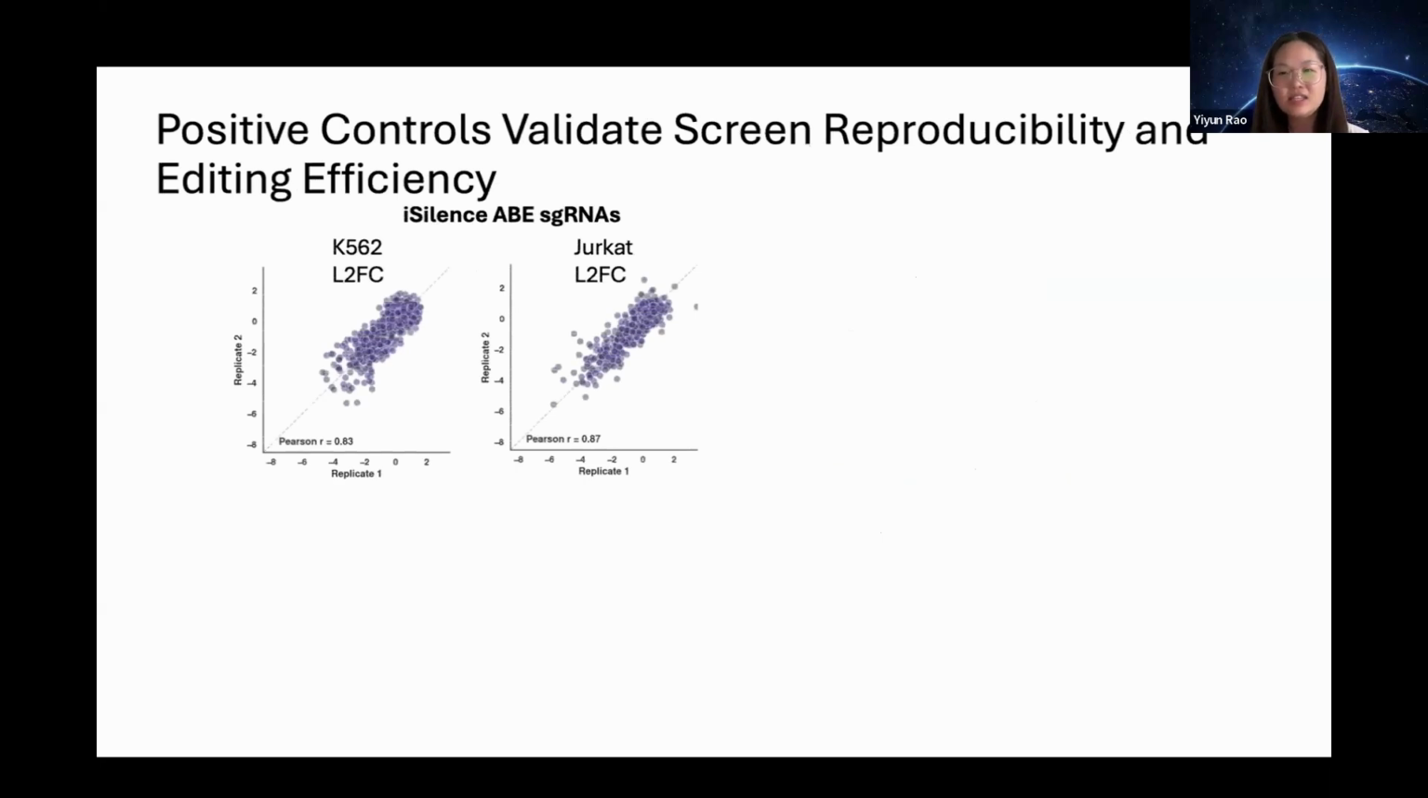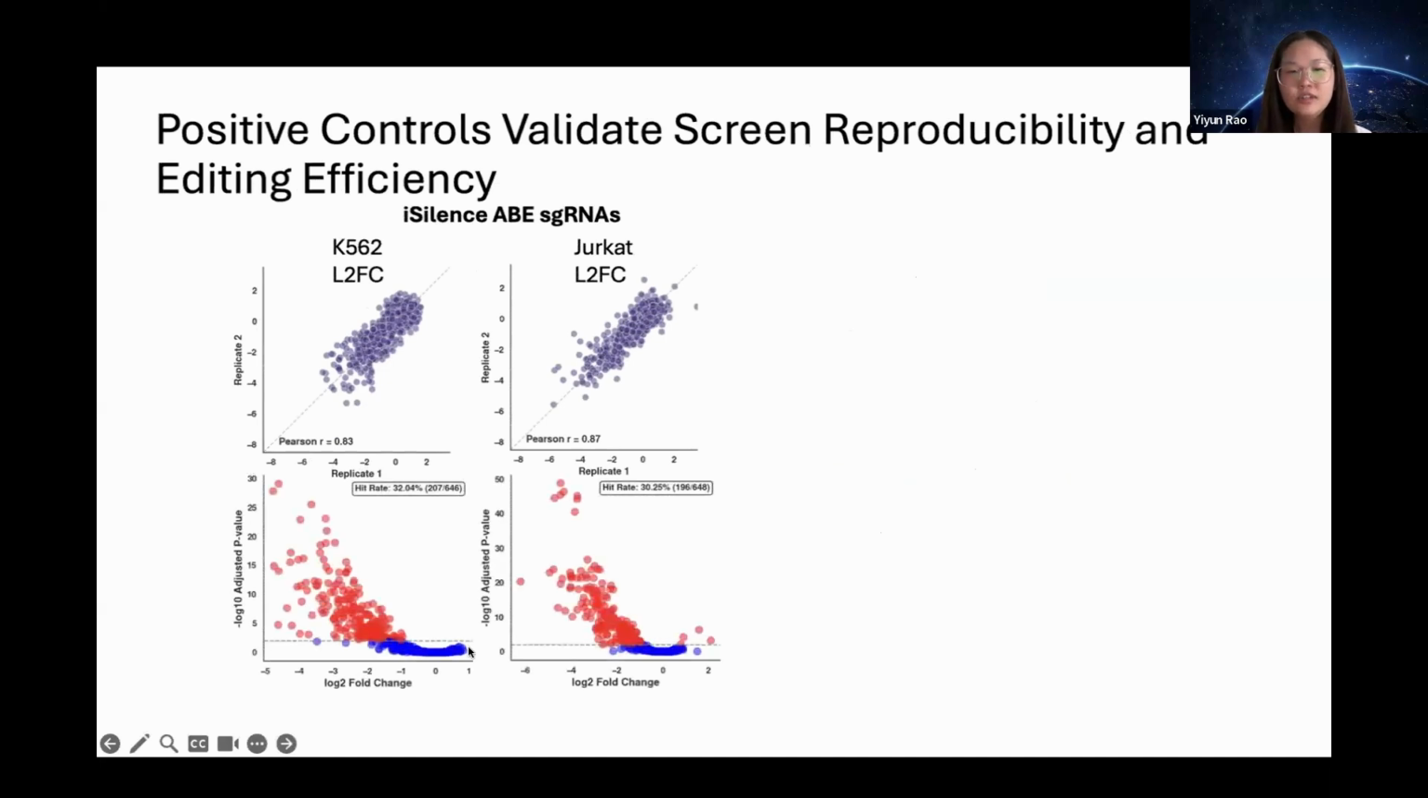So take the ABE screen as an example. We observed that in both K562 and the Jurkat cell line, the log2 fold change of sgRNA dropout is highly correlated across biological replicates, shown as the X and Y axes here. And this means we have reproducibility across the replicates. And additionally, we observe a lot of hits for the iSilence. The hits are the red dots here, in this volcano plot. The x-axis is the fold change, and the y-axis is the transformed p-value.